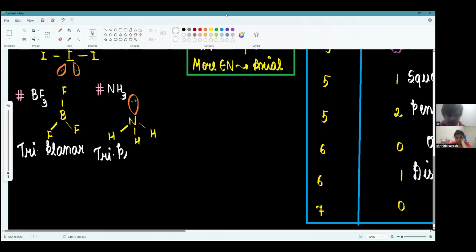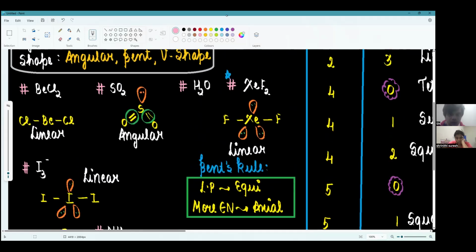And because of lone pair bond pair repulsion, its bond angle is 107 degrees and 18 minutes. Similarly, the SO2 that we did above, where this lone pair is present, its angle is 109 degrees and 5 minutes. It is not exactly 120 because of that lone pair bond pair repulsion. Did you understand this?